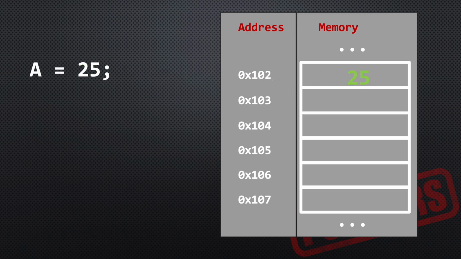Let's define what a pointer is. A pointer is a variable that stores the address of data rather than the data itself. While regular variables hold actual data, pointers hold memory addresses. Pointers are used to indirectly access and manipulate data in memory.